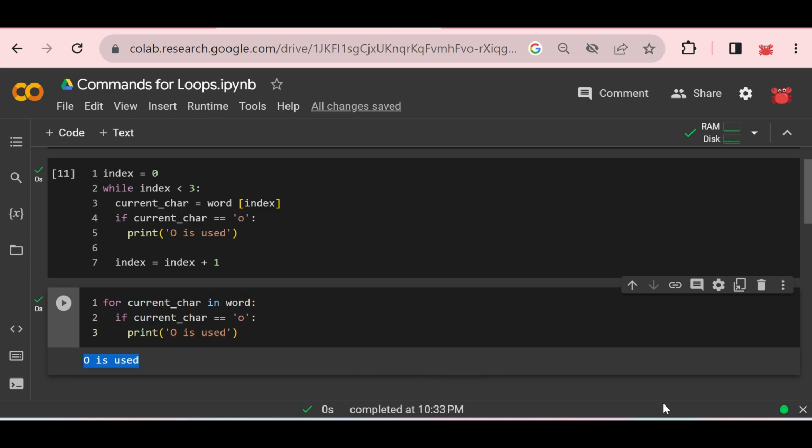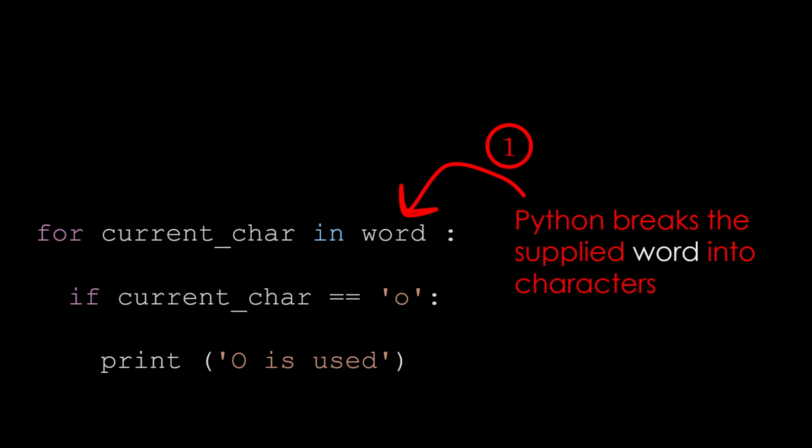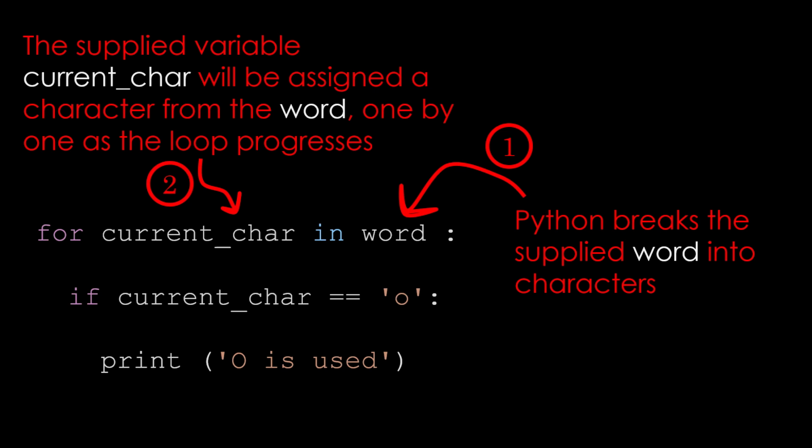Now it's time to explain how it works. In this format, Python internally decides how to break something into items. For example, when something is a word, then Python uses the property of a string and breaks the string into characters. Then Python assigns a character from the word to the variable supplied, that is, current_char. Python also changes the characters in each loop.